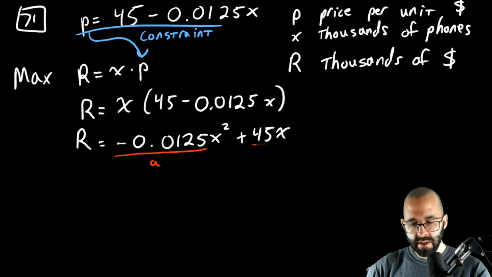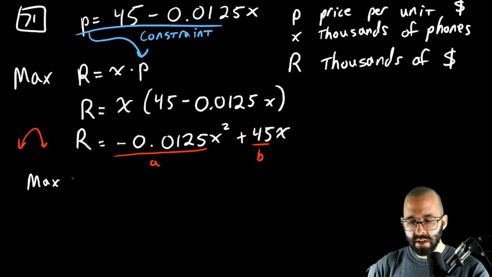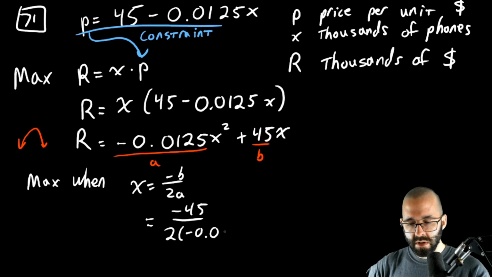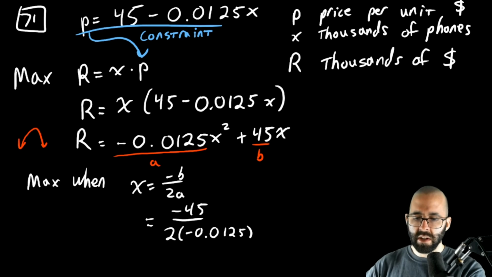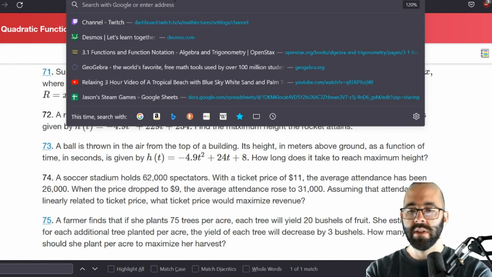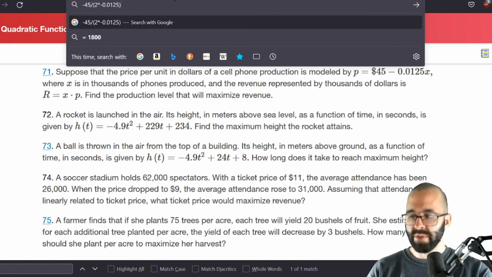This is A. This is B. The maximum or minimum, because again, A is negative, so there's a maximum here. The max occurs at the axis of symmetry, when X is negative B over 2A, or negative 45 over 2 times negative 0.0125. We'll use a calculator for that one. Negative 45 divided by 2 times negative 0.0125. That's 1800.